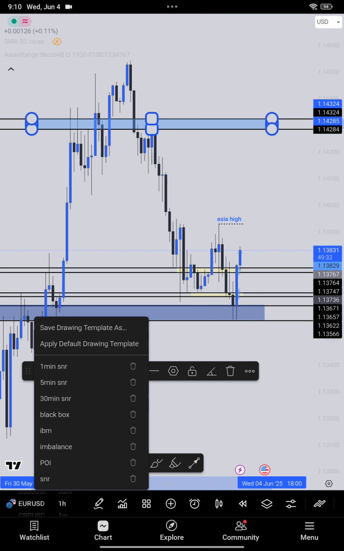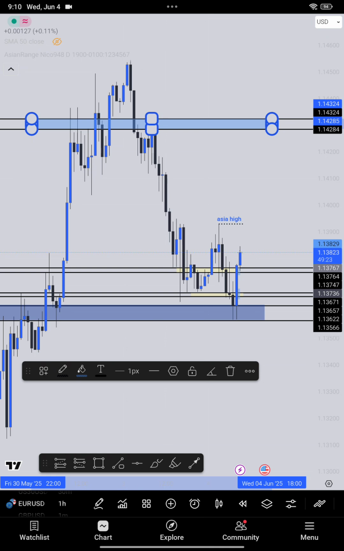But anyway, continuing with the breakdown, once you've used your horizontal lines to find your zone, then because I'm still on the 1 hour, I'm going to use the SNR. This is going to make it purple.